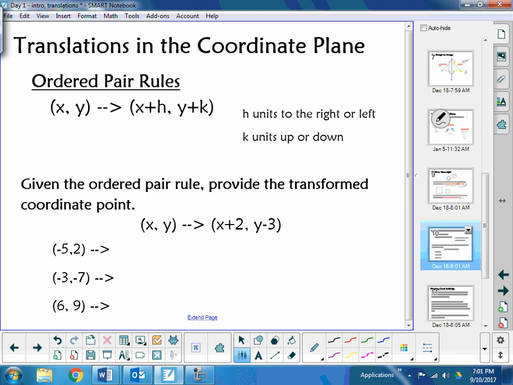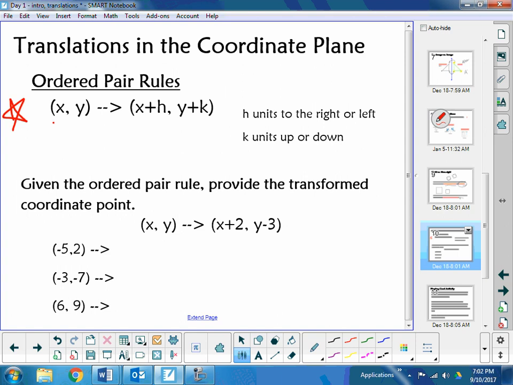So translations, as you know, is just a slide. It's just moving up, down, left, and right. This ordered pair rule right here is one of the more typical ways of showing and describing how a pre-image is being changed. Lots of books have lots of different ways. This seems to be the most consistent, so this is the method we're going to go with, and this is what the state test tends to use as well.